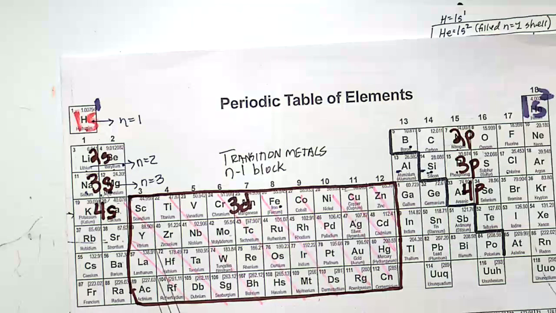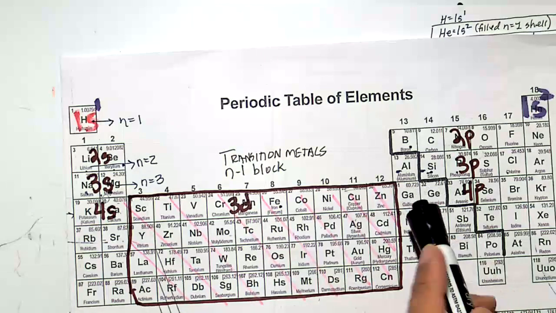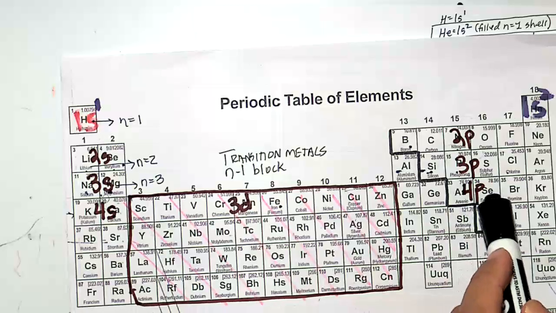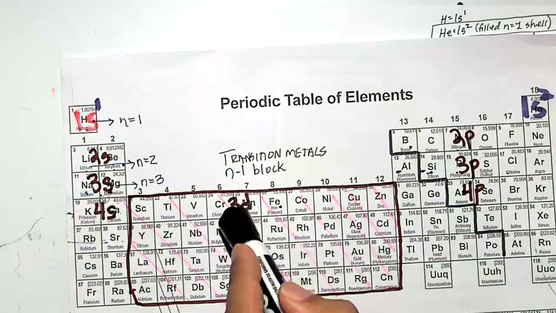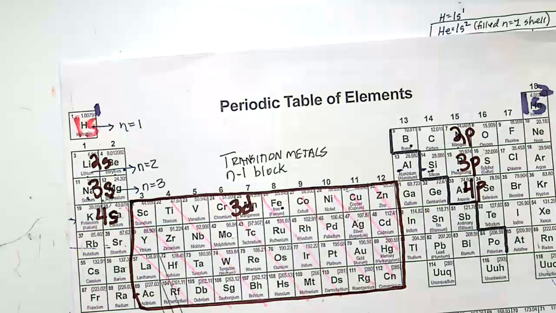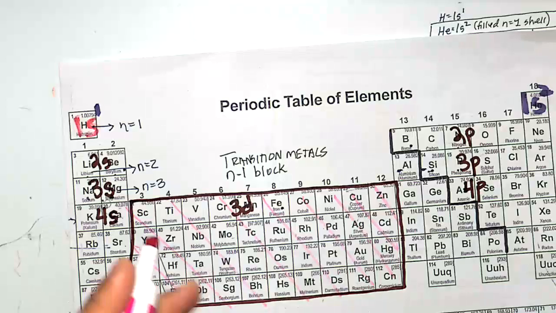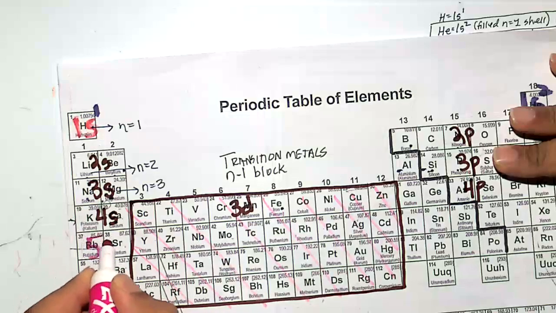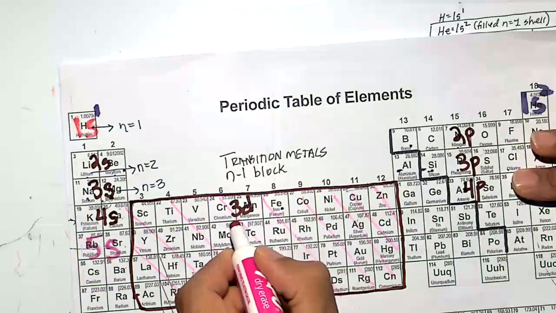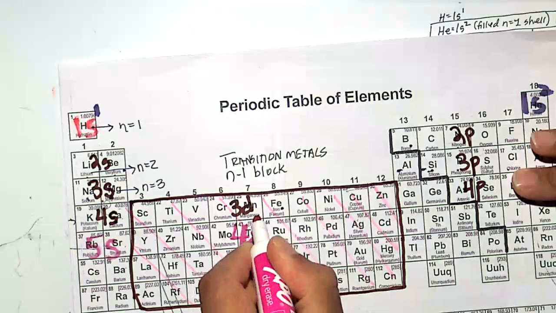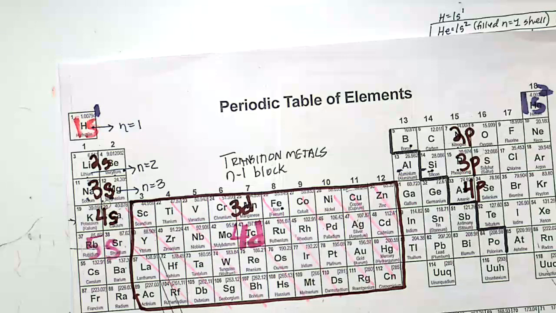Right, after filling the 3d, where will they go? 4p, 4p1, 4p2, 4p3, 4p4, 4p5, 4p6. We have a filled n equals 4 shell. Yes or no? Yes. Okay, after filling 4s, 3d, 4p, where will they go? 5s. Okay, 5s1, 5s2. After 5s, where will they go? 4d. Okay, they'll go to 4d.